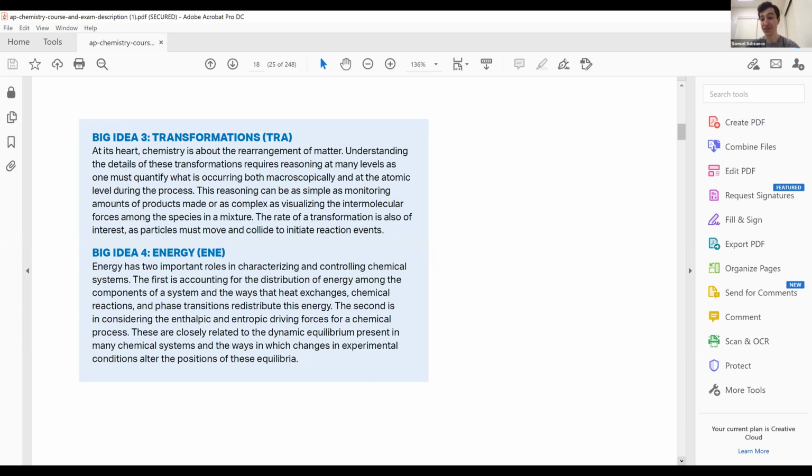However, different elements have different chemical properties. So this is just an example of the different types of properties that we're going to be learning about, specifically how they relate to transformation of matter.